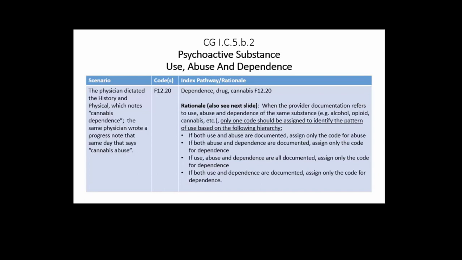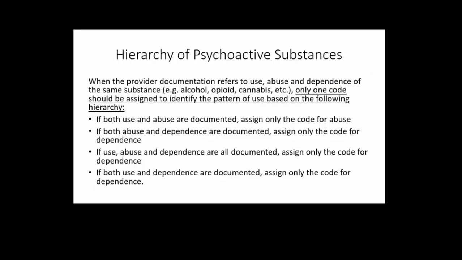The guideline has to do with the hierarchy of use, abuse, and dependence when you're talking about the same substance. The physician dictated the H&P, which states cannabis dependence, but he also wrote a progress note that same day that says cannabis abuse. According to the hierarchy, you're only going to code the dependence because that's the more severe of those two terms. The hierarchy is listed here as well as on the next page. What you're doing is always coding to the more severe of the terms. You can see here the way they're written.